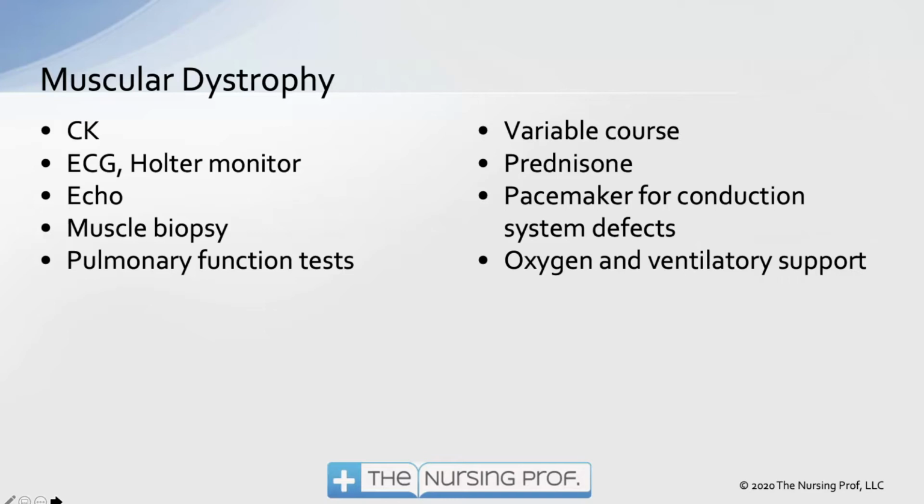In order to find muscular dystrophy, there's a number of different tests that can be done. We can look at CK levels, okay, because muscular dystrophy is the situation where we start breaking down muscle over time. We can look at an ECG, a Holter monitor, echo, muscle biopsies. So there's a number of different tests we can do to find muscular dystrophy. However, when are we going to be looking for it? Well, it's got a variable course. So there may not be symptoms right away that we are noticing about our patient with muscular dystrophy. We have to be concerned about conduction system defects with our patient who's in the ICU, and the possibility that the patient may need oxygen or ventilatory support.